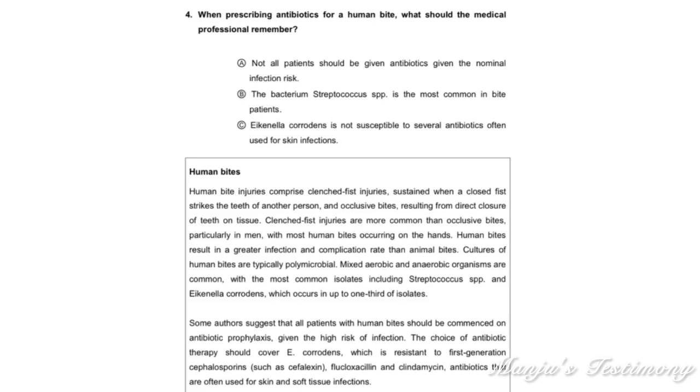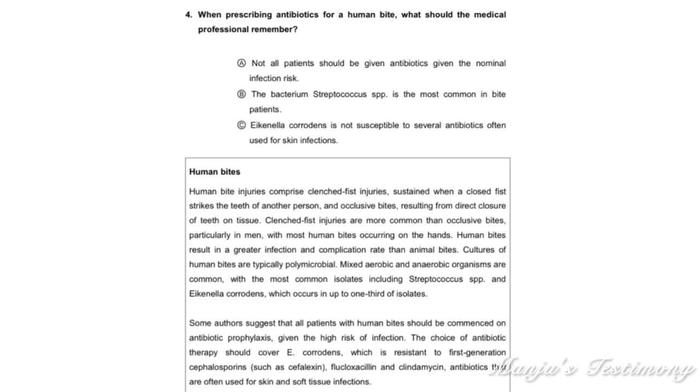So when the text is talking about antibiotics, some authors suggest that all patients with a human bite should be commenced on antibiotic prophylaxis given the high risk of infection. I'm reading the second paragraph. So what does it mean?